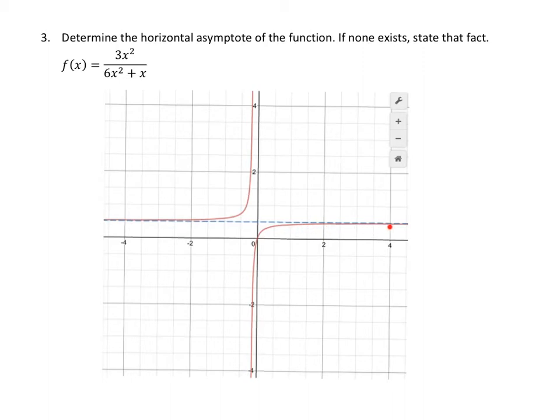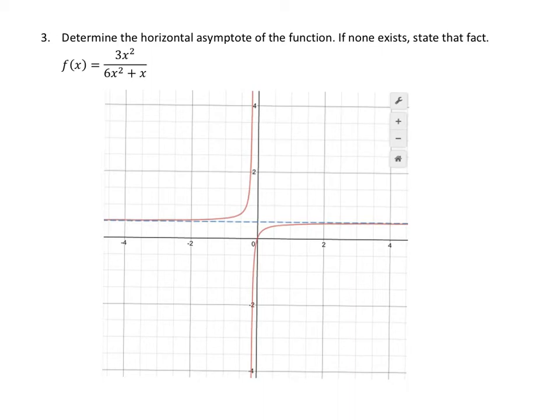It looks like our function is approaching some value. And if we were to guess, we'd probably guess 1/2. And then similarly, as we approach negative infinity, so we're getting more and more negative, what is happening to our function? And it looks like our function is also approaching 1/2 as we go off to negative infinity.